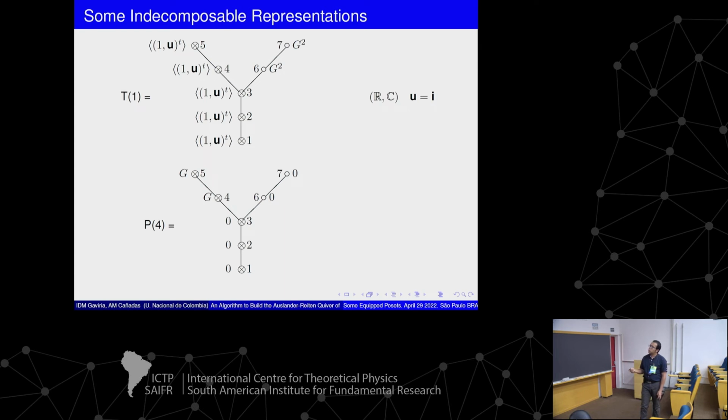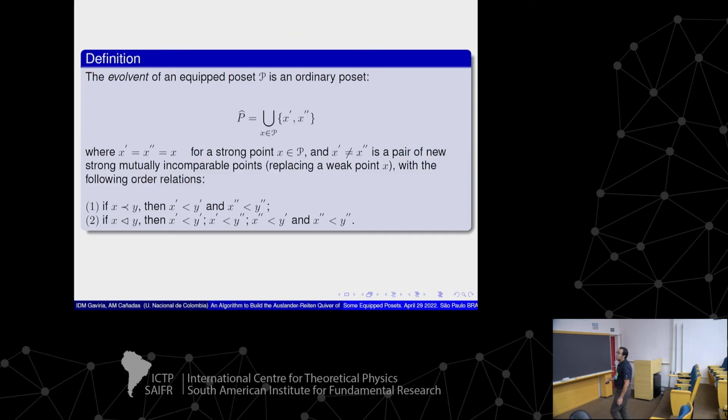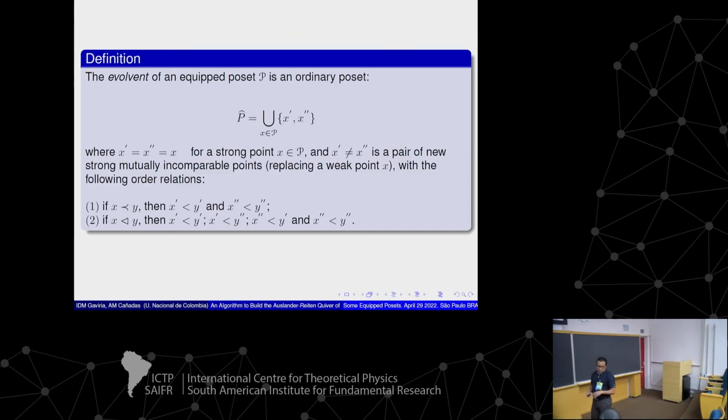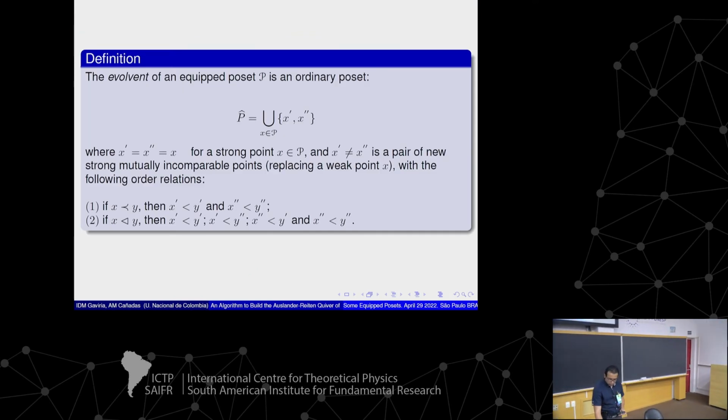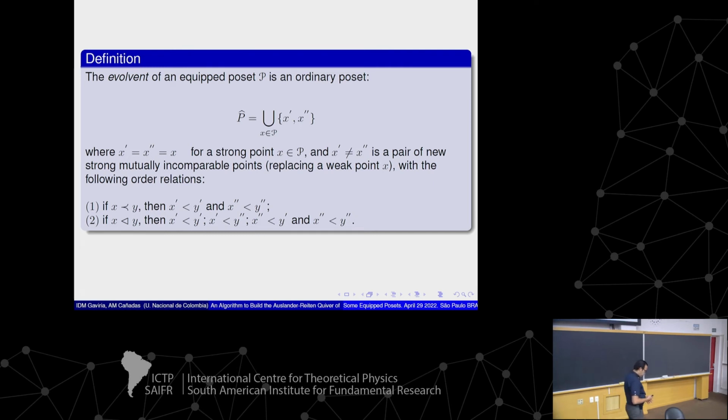P4: you put G as vector space in the point 4 and all upper weak points here. And in the points which are not related with 4, you put the vector space 0. And in the points which are less than or equal to 4, you put also the space 0. Well, that is a kind of representation.